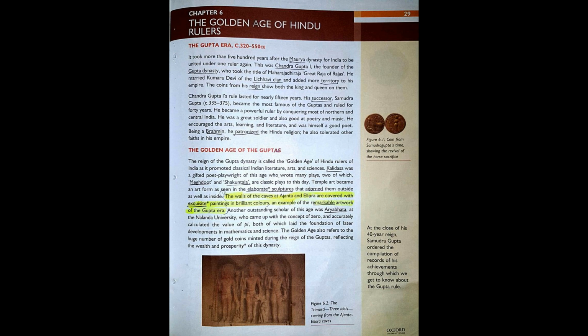The Golden Age of the Guptas. The period between the 4th and 6th centuries CE is known as the Golden Age of India because of the considerable achievements of Indians in the fields of mathematics, astronomy, science, religion and philosophy during the Gupta Empire. So the reign of the Gupta dynasty is called the Golden Age of Hindu rulers of India, as it promoted classical Indian literature, arts and sciences, as I have told you earlier.